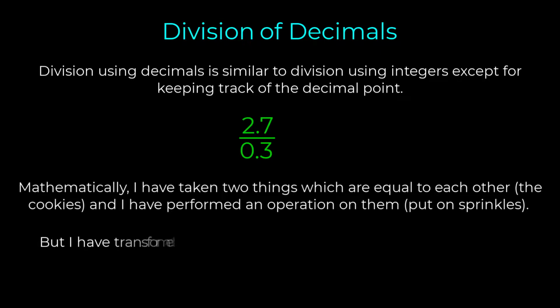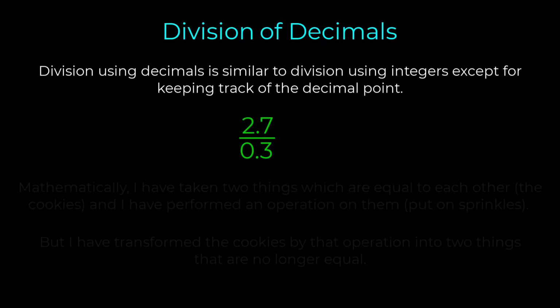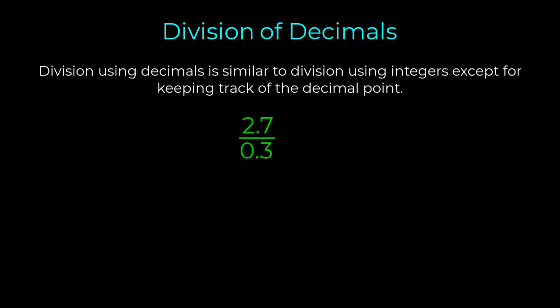But I have transformed the cookies by that operation into 2 things that are no longer equal. It is a mistake in math and a mistake in grandparenting. Let's start to work on this problem and see how my grandpa story fits in.